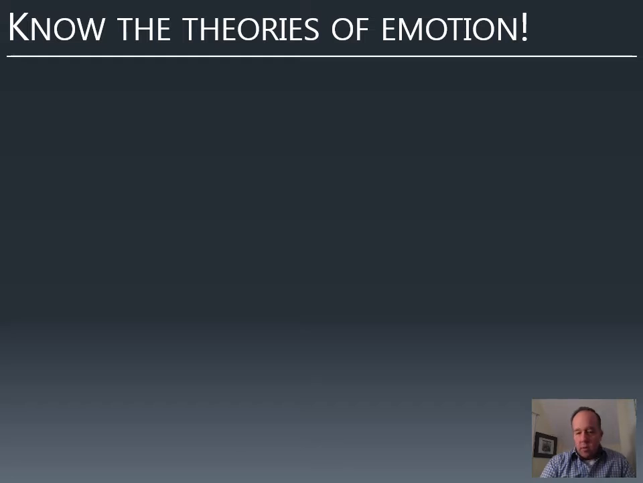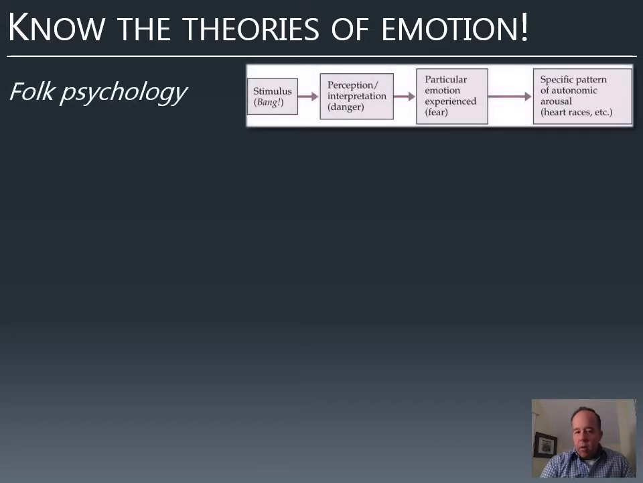For our unit on emotion, know the theories of emotion. We have our folk psychology notion, which is that some event out in the world is processed by our brain. We feel an emotion as a result of that stimulus, and our physiology, our autonomic systems, respond to that emotional experience. In other words, we feel afraid, and then our heart rate increases, or we get clammy skin. Those physiological responses are the result of the emotional experience.